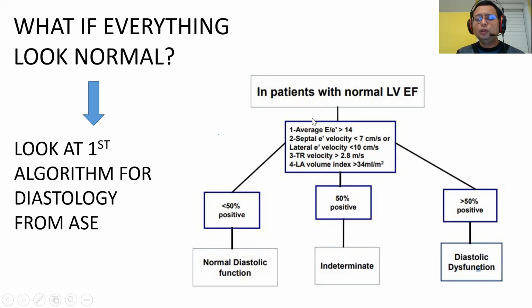Now, if you look at these parameters, if more than 2 are positive, the patient does have diastolic dysfunction. You proceed and determine whether the LA pressure is elevated or not. If only 1 or none is positive, the patient has normal diastolic function, you can stop there. What about if the patient has 2 positive and 2 negative? In this algorithm, they would say indeterminate.